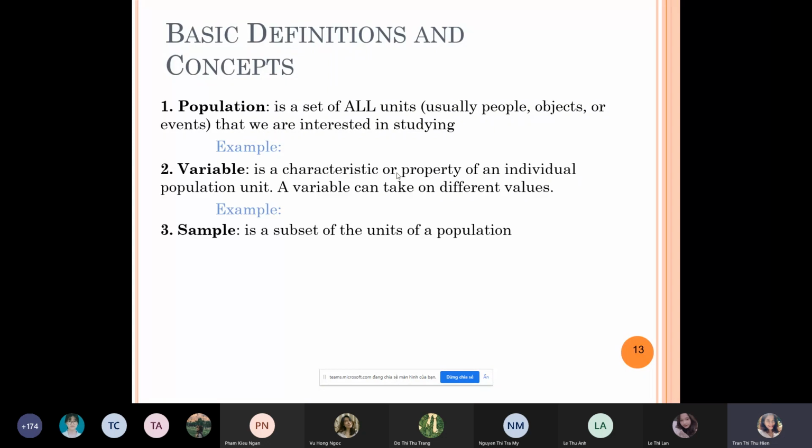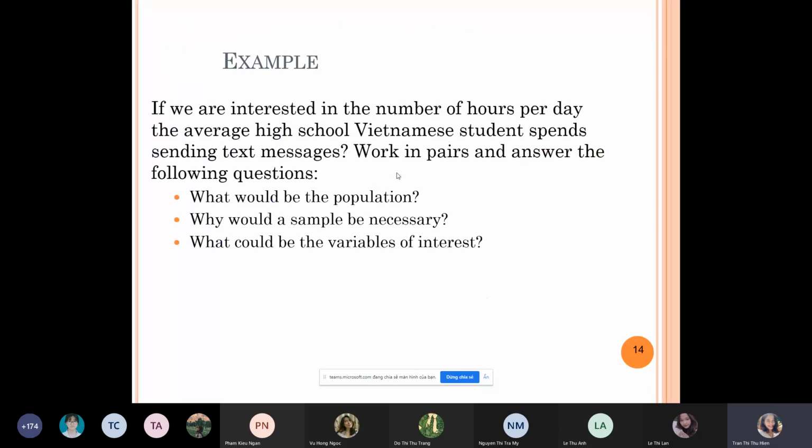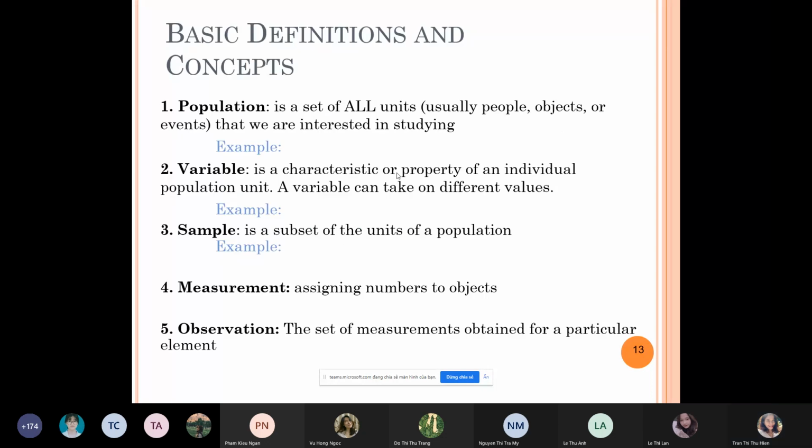So right now, I will give you some basic definitions and concepts. We have some new words for all of you here. The first one is population. It is a set of all units. The variable is the characteristic or property of an individual population unit. And sample is a subset of units of a population. Measurement is assigning numbers to objects, and observation is a set of measurements obtained for a particular element.